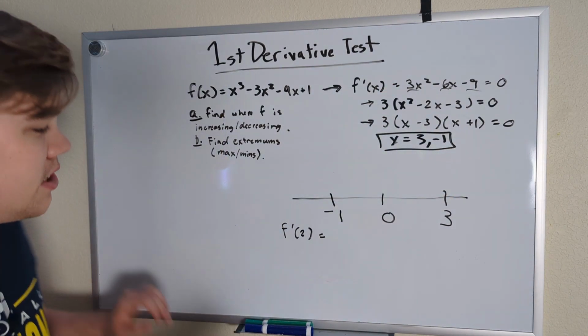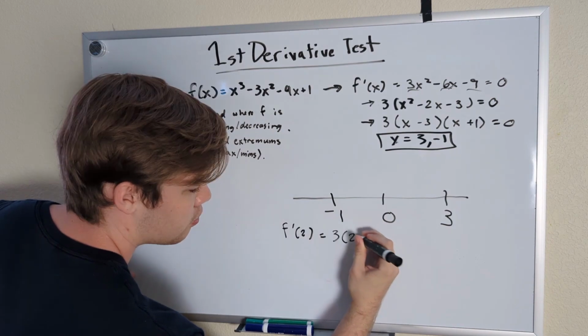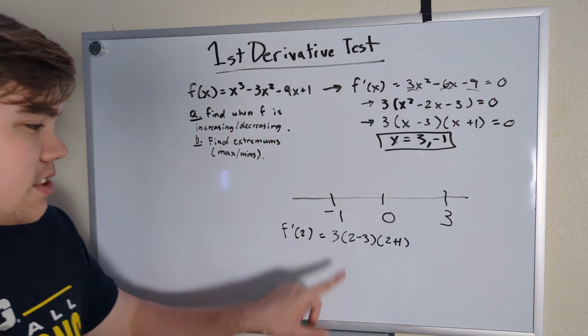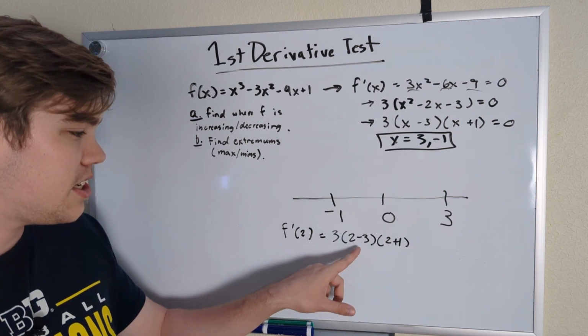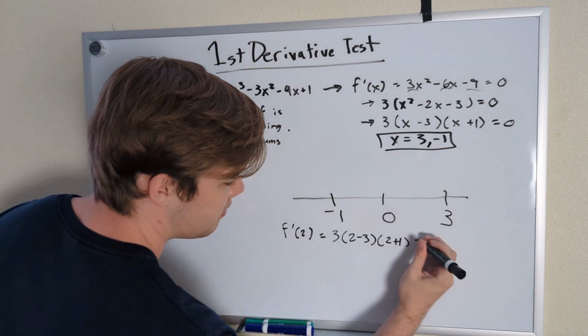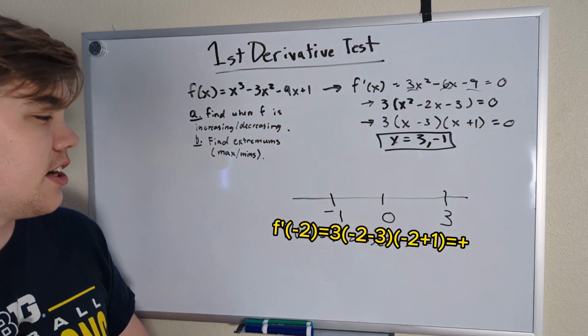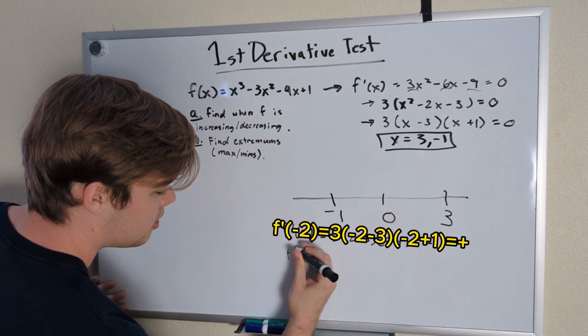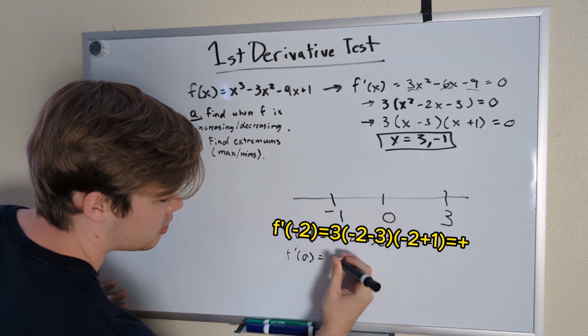So f prime of 2 is equal to 3 times (2 minus 3) times (2 plus 1). Here we have a positive number, here we have a positive number, but here we have a negative number, which means this entire function is negative. Let's try f prime of 0. It's not one of our critical points, and I already marked it on the graph, so may as well try it. F prime of 0 is equal to -9.